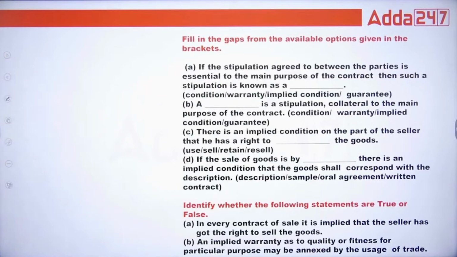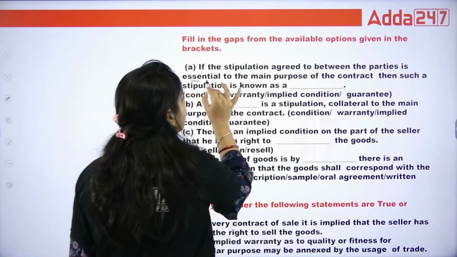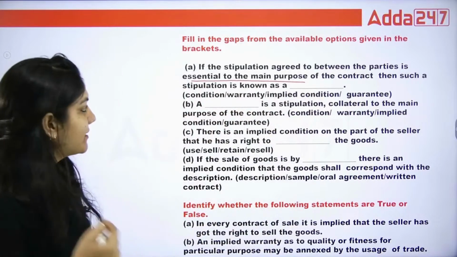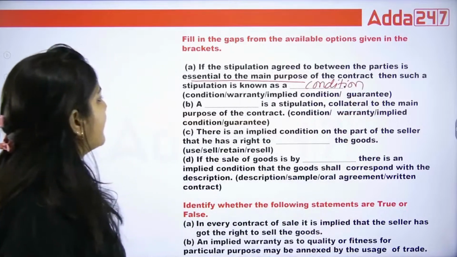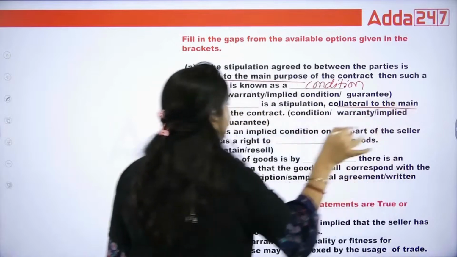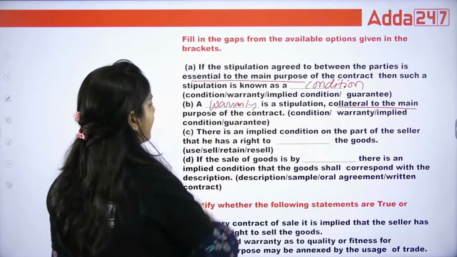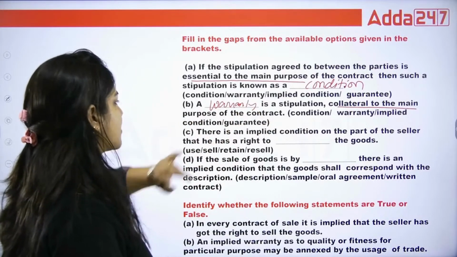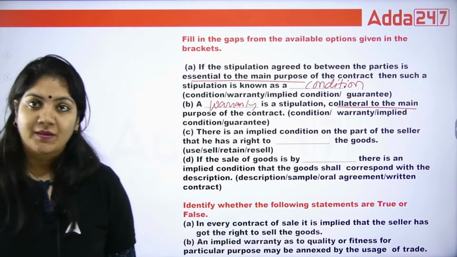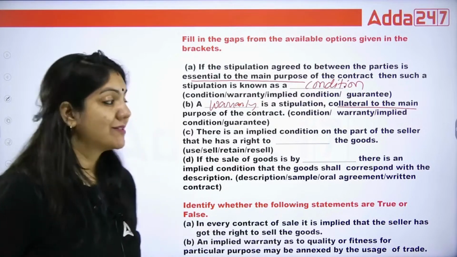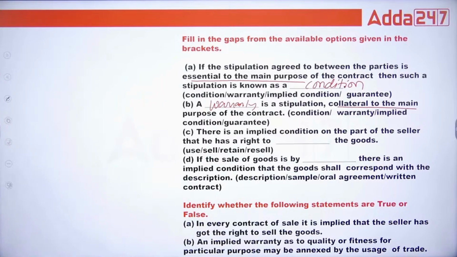Okay, next. If a stipulation agreed between parties is essential to the main purpose, we have just highlighted, essential to the main purpose, this is called a condition. A dash collateral, guys, collateral to the main purpose, so this is called a warranty. There is an implied condition on the part of the seller that he has a right to dash the goods. Implied condition on the part of the seller that he has a right. If the buyer is not able to pay the full price, the seller has the right to what? Use, sell, resale? What is the right answer? Right to sell the goods.